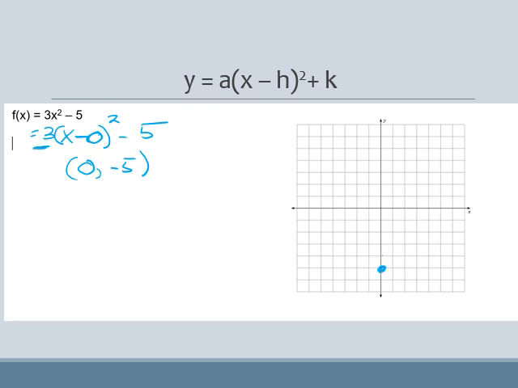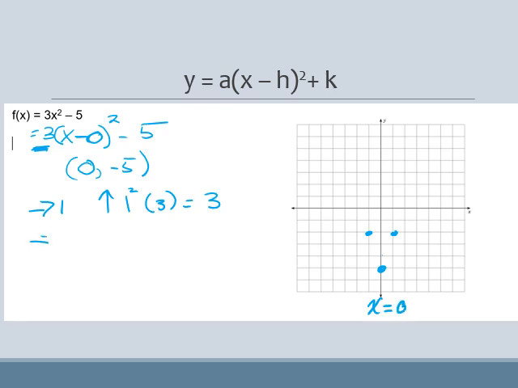And then because of this 3, normally I'm going to go over 1 and up 1 squared. But now I'm going to multiply by 3. So I'm going to go up 3. So over 1 and up 3 on both sides of my axis of symmetry, which in this case is x equals 0.